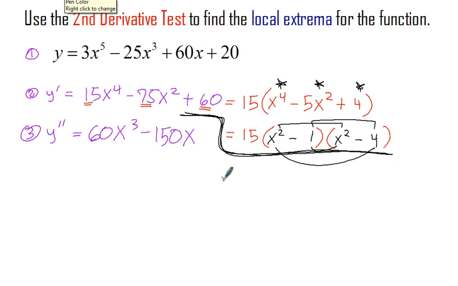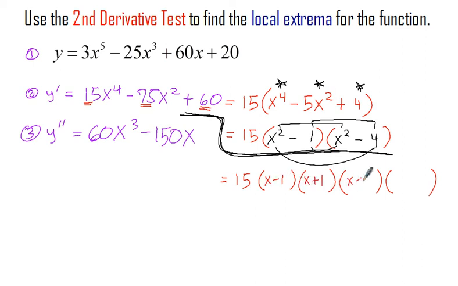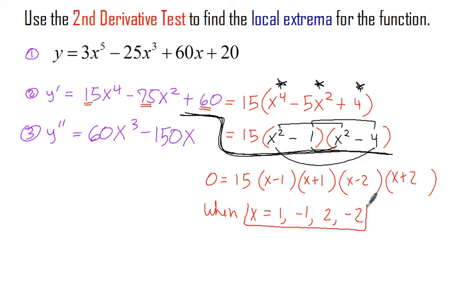All right, and I can do some more factoring with this. I still haven't found any critical numbers, so I need to continue the process of factoring. x squared minus 1 can be factored, and x squared minus 4 can be factored. And now the critical numbers are just on display. This expression will equal 0 when x is any of the following 4 values. So we found 4 critical numbers for this function.